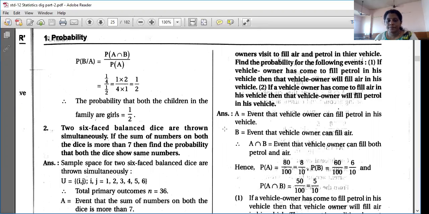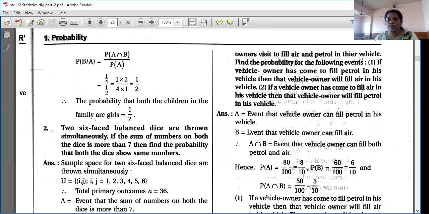So first is A, the event that the vehicle owner can fill petrol in his vehicle. Then B, the event that the vehicle owner can fill air. Then A intersection B, that the vehicle owner can fill both petrol and air. So three things are given, right? What is given for A? 80%, that means 80 upon 100, that is 8 by 10. You can write it 0.8 or 8 by 10. Then P of B is 60 by 100, that is 6 by 10. And P of A intersection B is 50 by 100, that is 5 by 10.